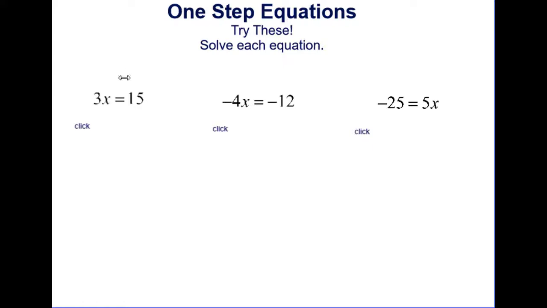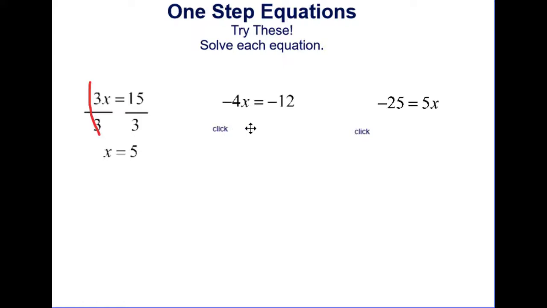Here we have 3 times x equals 15, negative 4 times x equals negative 12, and negative 25 equals 5 times x. The inverse of multiplication is division, so in each example we're going to divide by the number instead of multiply. Here we have 3x equals 15, so instead of multiply by 3, we'll divide by 3 each side, which will eliminate the 3, leaving us with just x equals 5.